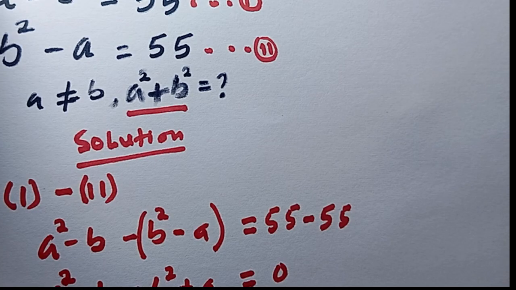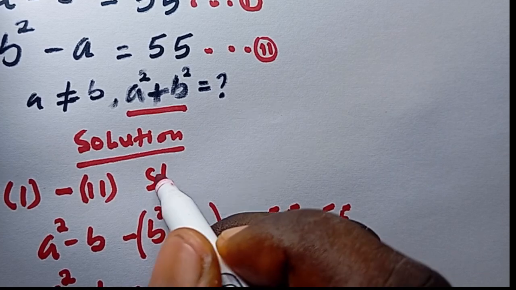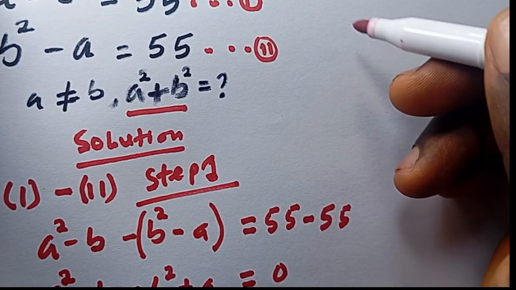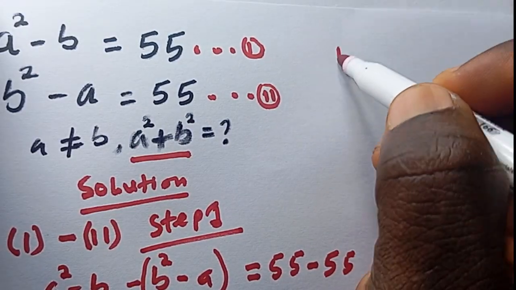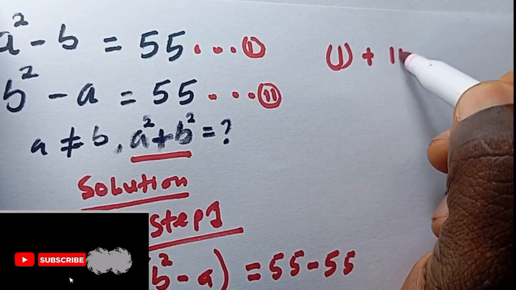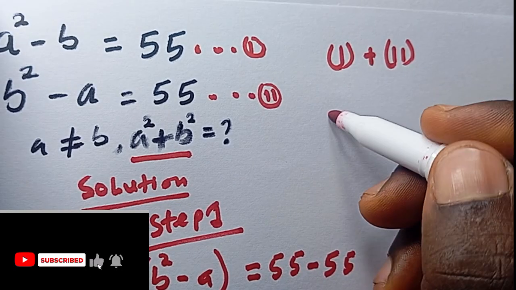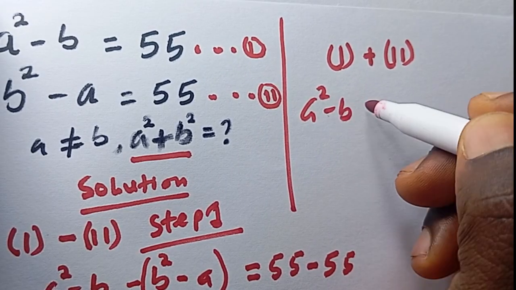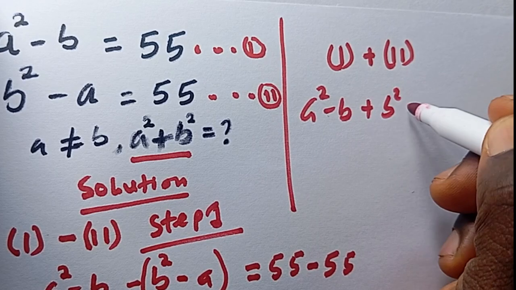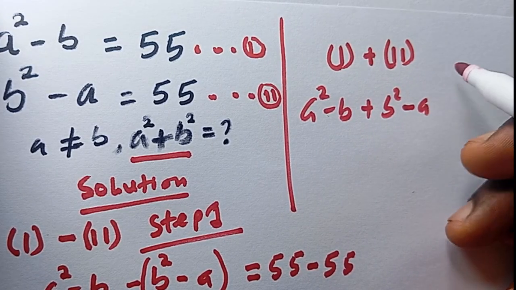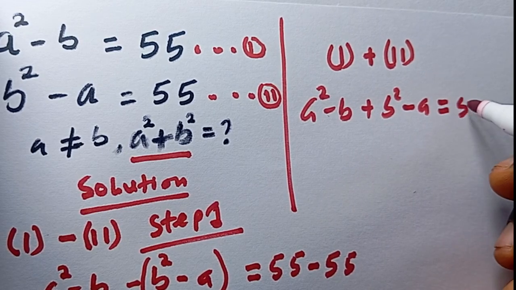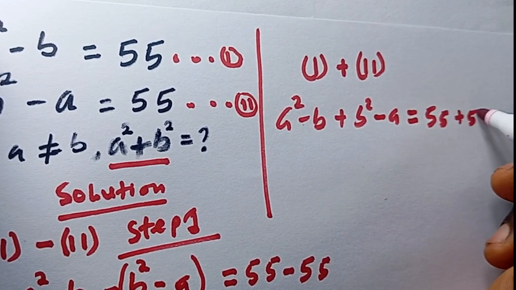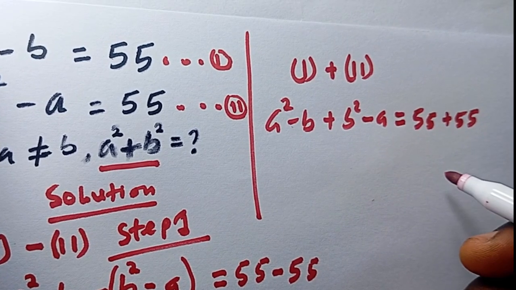Now we did subtraction in this first step, so what I'm going to do in the next step is actually addition. So I'm going to add equation 1 to equation 2. So equation 1 plus equation 2. And if I do that, what I'm going to be having is a squared minus b, plus b squared minus a, and then it's equal to 55, plus 55. So this is what we're going to be having.